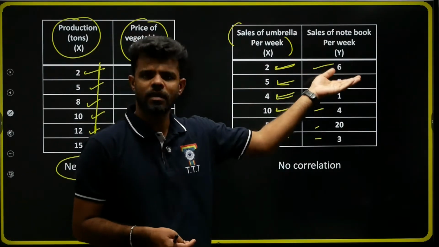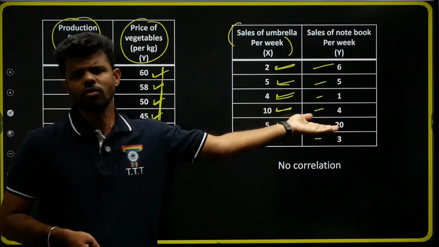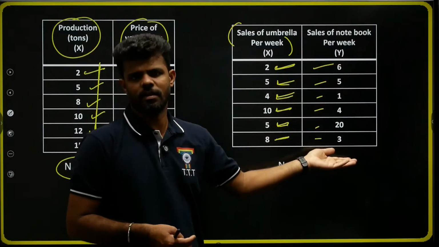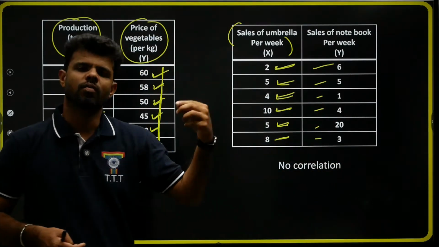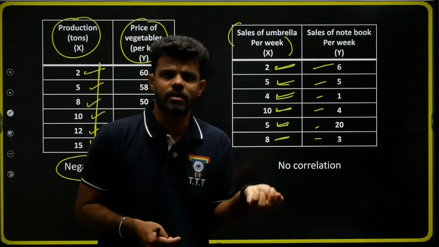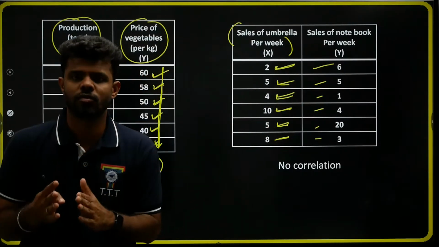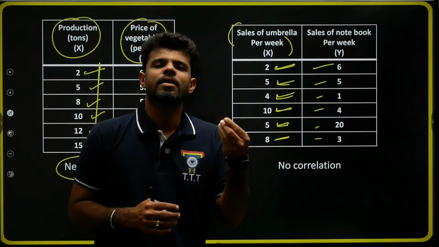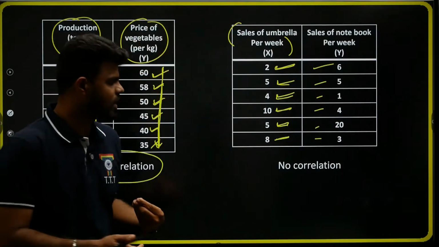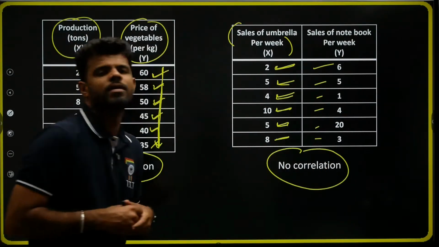Similarly, if you observe the sales of notebooks, they're also the same way. It is varying. That is, one week it increases, another week it decreases, like that. So when this happens, those two variables are said to have no correlation, or non-correlation. So that is the third type of correlation.